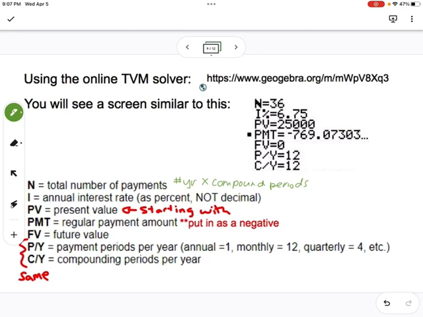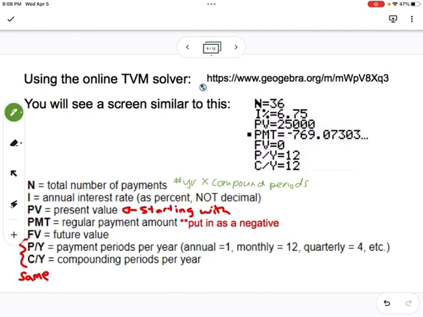Our regular payment amount is the amount that's being put in at the end of every compounding period. When we put this into our solver, we need to put it as a negative number for it to work, so just keep that in mind. Our future value is how much we're going to have at the end.